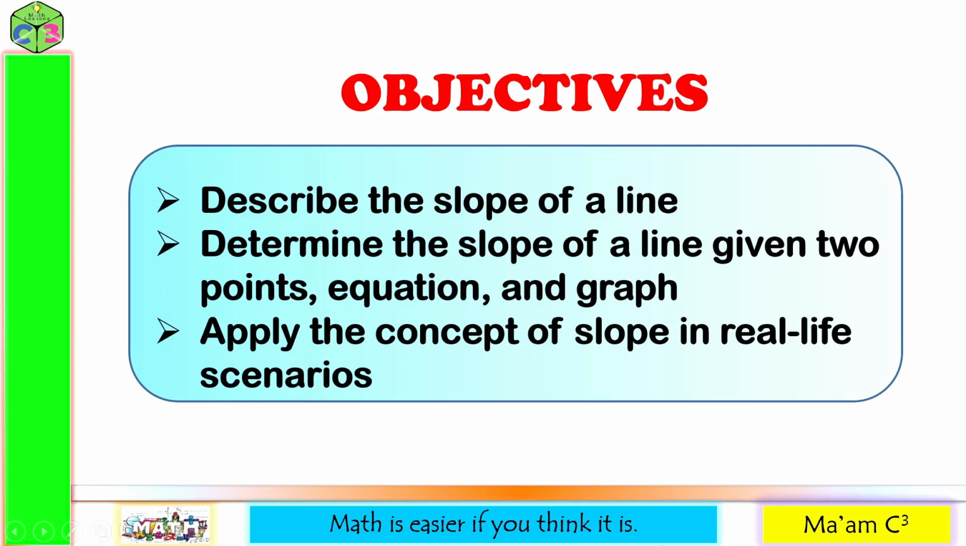Our objectives in this lesson are the following. Describe the slope of a line. Determine the slope of a line given 2 points, equation, and graph. And apply the concept of slope in real-life scenarios.